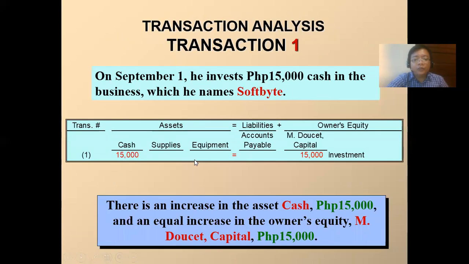Go back to our accounting equation: assets equal liabilities plus owner's equity. As you notice, you increase your cash because SoftBite has an investment worth 15,000, and in owner's equity you also have 15,000. Go back to our basic equation, or the principle of balance. 15,000 in assets and 15,000 here, so it balances. There's an increase in the asset cash of 15,000 and 15,000 also increases your owner's equity. Again, why? Because it is part of your investment. Any investment will increase the owner's equity.